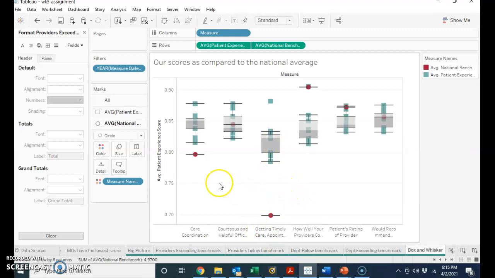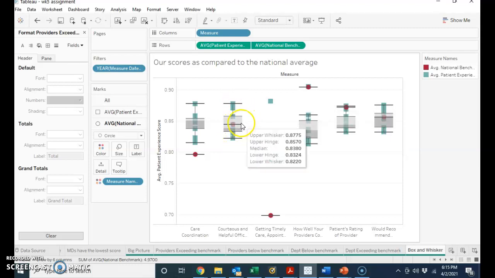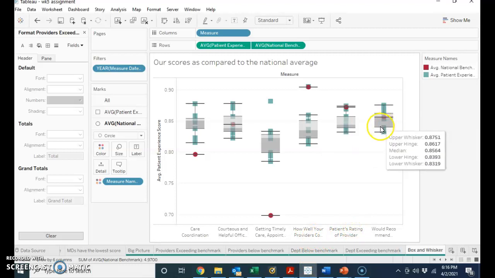So there's no point in putting a lot of effort in trying to improve these measures because they're doing pretty well. For courteous and helpful staff, they're pretty much right at the national average. Some of their practices are slightly below and some are slightly above, but they're really right in line. And then for provider communication and recommending the provider, and the rating of the provider, there's some opportunity for improvement here. So these are the areas where they'll want to focus their improvement efforts as they seek to improve these measures.